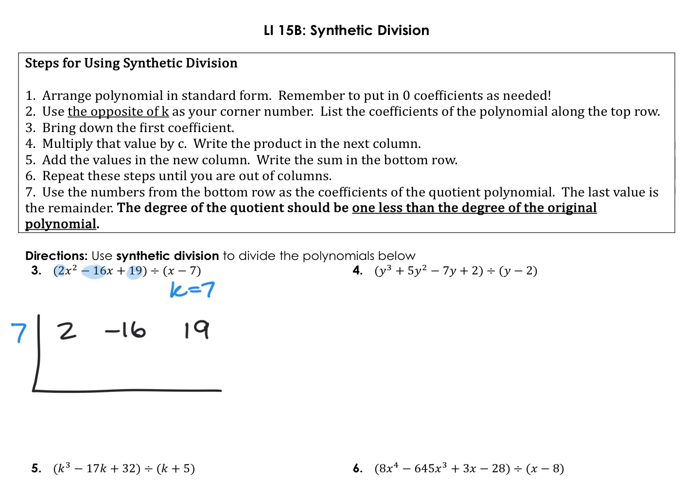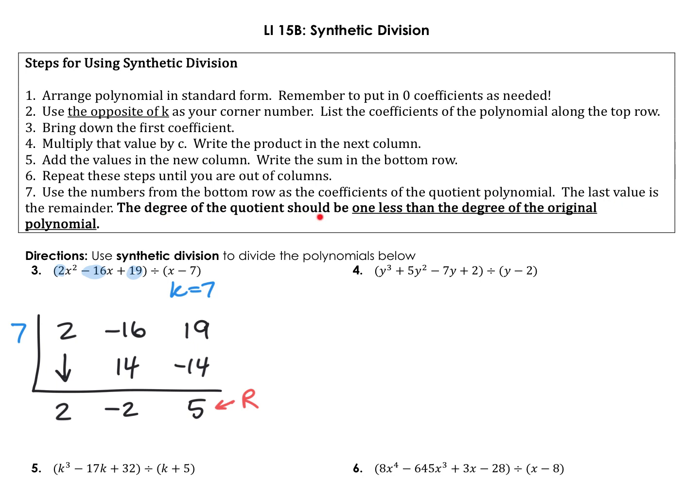Okay, this is pretty simple. The first thing you do is you bring down the 2, then you multiply 7 times 2, which gets you 14, which goes here. Now I'm going to add these two up, which gets me negative 2. Then I multiply again, 7 times negative 2, which gets me negative 14. And I again add down, which gives me 5. This is my remainder. And so when I go to write my answer, it says up here, use the numbers in the bottom row as the coefficients of the polynomial. The last value is the remainder.